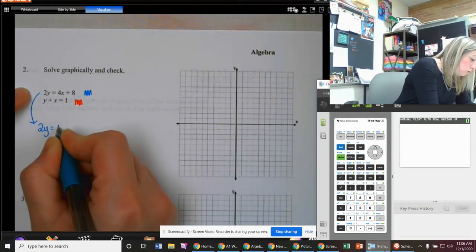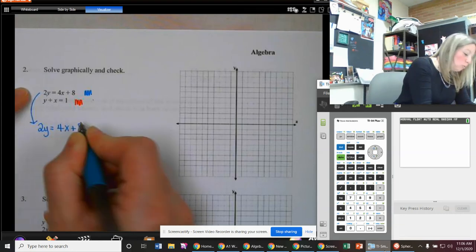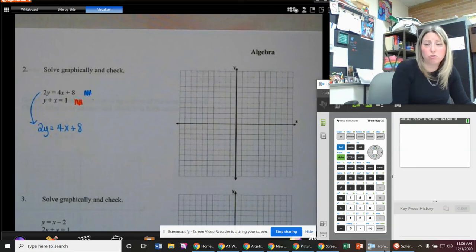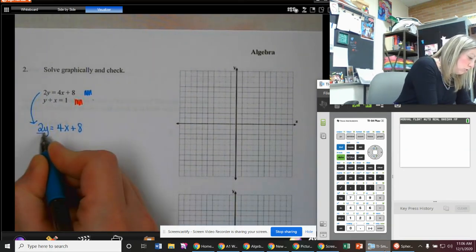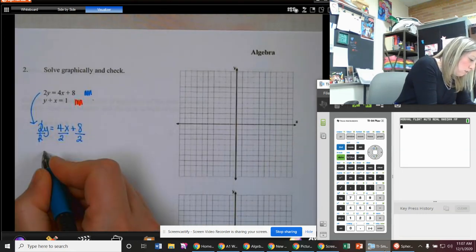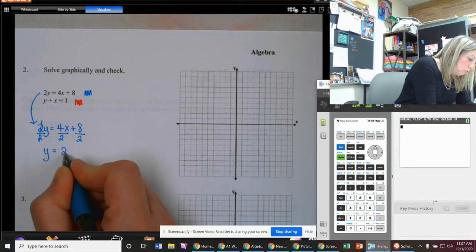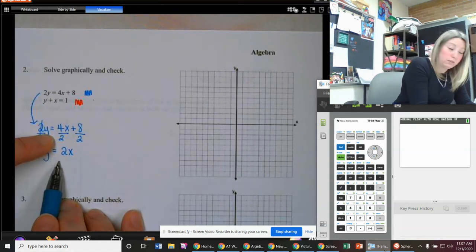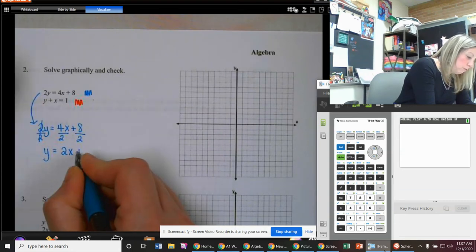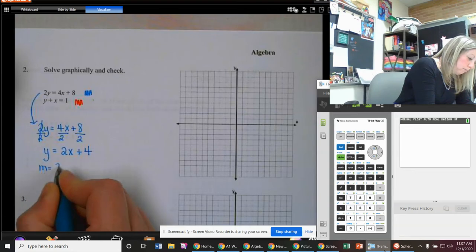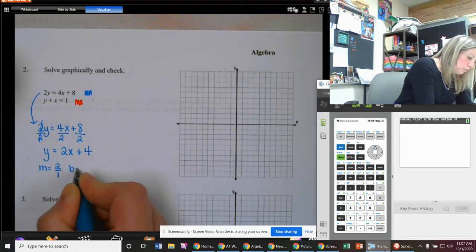2y equals 4x plus 8. Well, the x term is already over to the other side. I really just need to get rid of that 2 in front of the y. It's currently attached by multiplication, so let's divide everything by 2. Okay, so I get y equals 2x, because 4 can evenly divide by 2. So I get 2 in front of the x, and then plus 4 over here. That means that my slope is 2 over 1, and my y-intercept is 4.